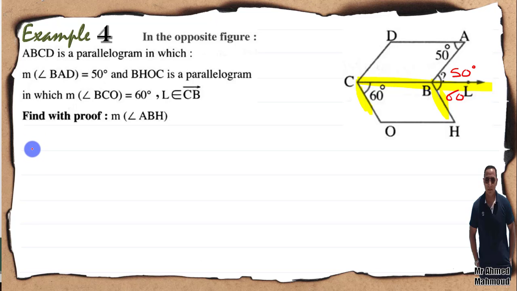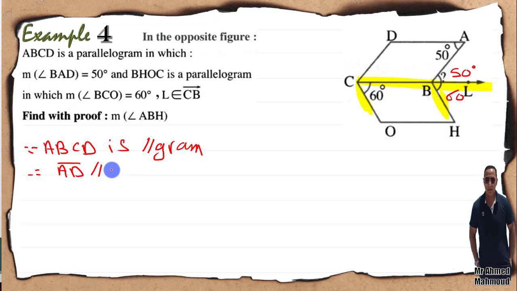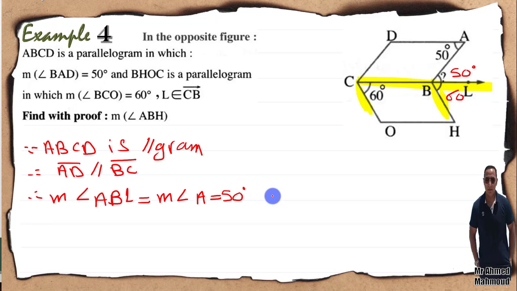Since ABCD is a parallelogram, therefore AD is parallel to BC, therefore measure of angle ABL equals measure of angle A equals 50 degrees, and this is alternate.